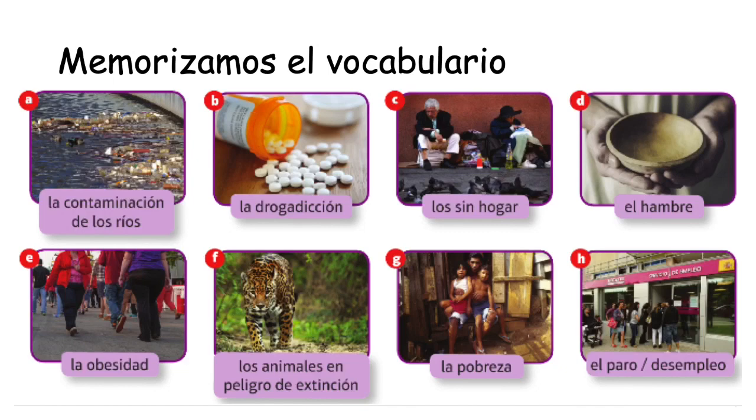Escuchamos y repetimos. We are going to listen, you are going to repeat. Even though we are not in class, just repeat so that we remember these words and you practice pronunciation. Okay, 1. La contaminación de los ríos.